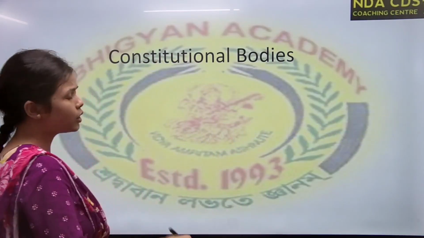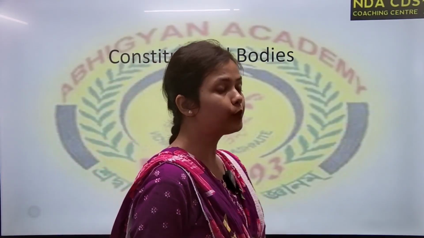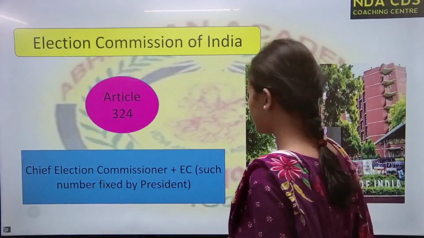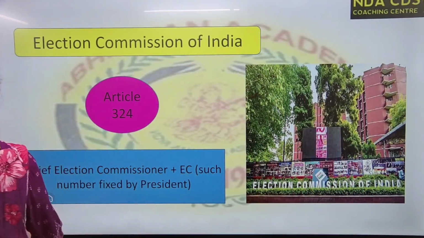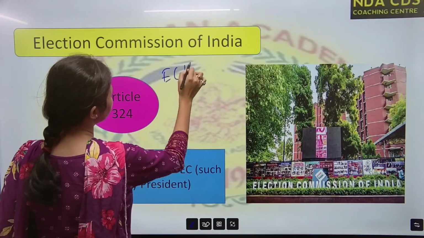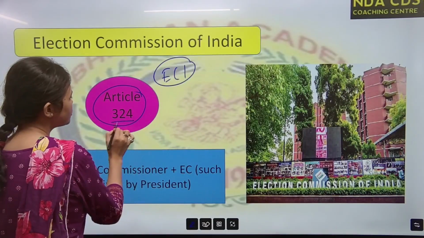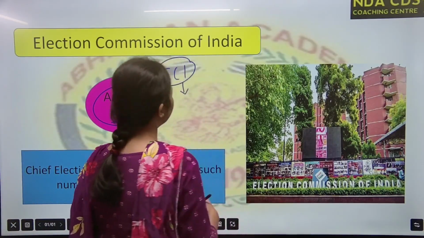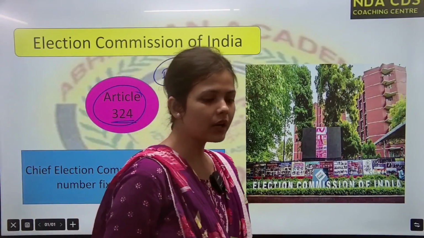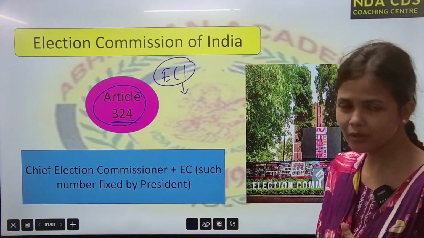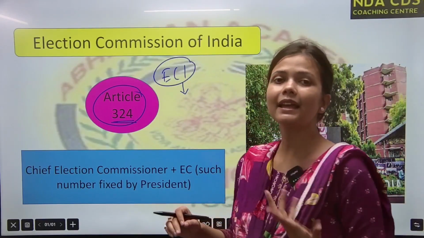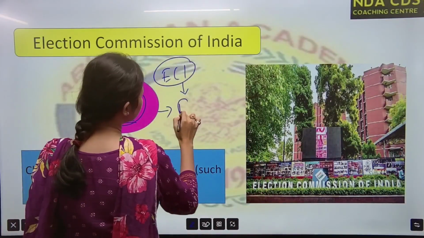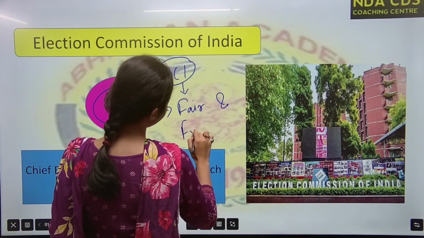So there are some constitutional bodies which are inserted in our constitution. Let's move one by one. First is a very important body, that is Election Commission of India, ECI, Article 324. See, Article 324 says that there will be a constitutional body, an independent body, which will conduct the election in our country, because we know India is a democratic country, and for a democratic country we should have fair and free election, right?